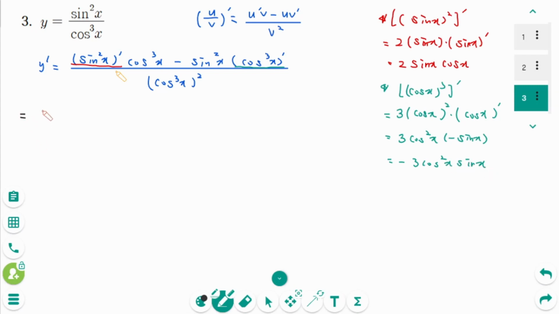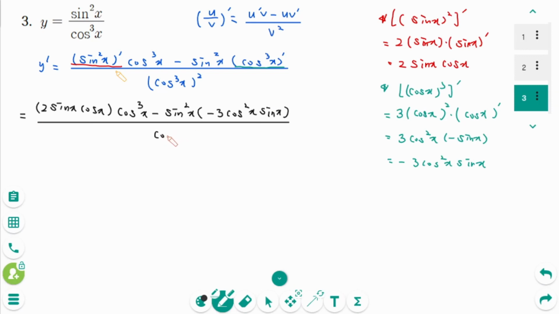Back to the original. 2 sine x cosine x times cosine cubed x minus sine squared x times minus 3 cosine squared x sine x over cosine to the power of 6x, and cancel the cosine squared x. This is only 1 left, this is 4 left.